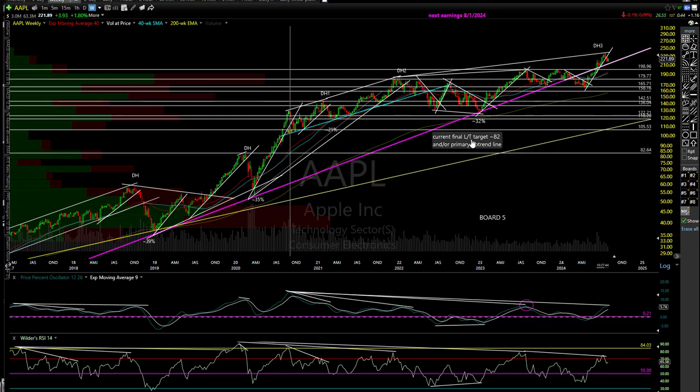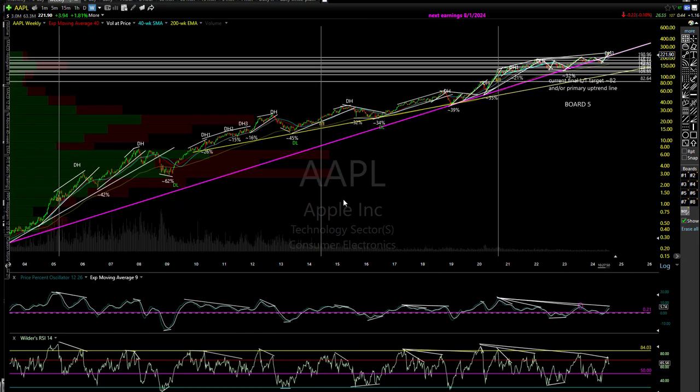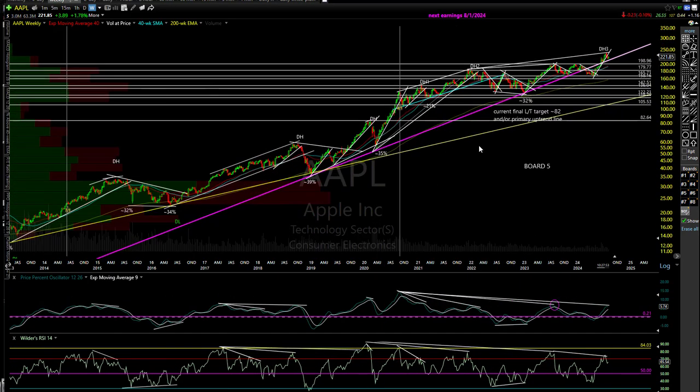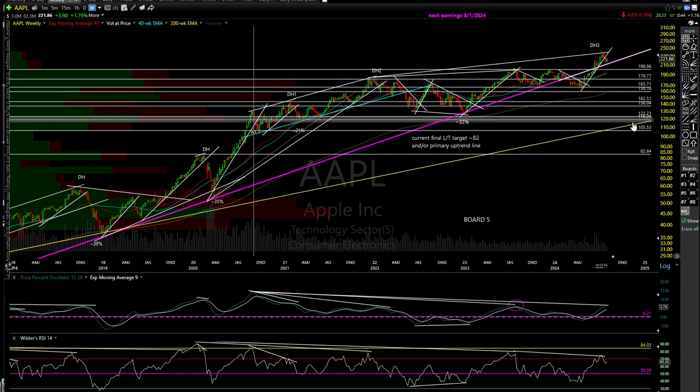Back then, it was the uptrend line and/or the 82 level. Well, the uptrend line is going to come in first now, and again, the uptrend line I'm referring to is this one here, and that's quite a bit lower. So all right, I just wanted to kind of big picture it for you.